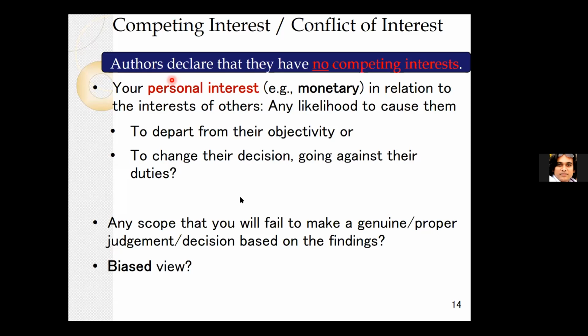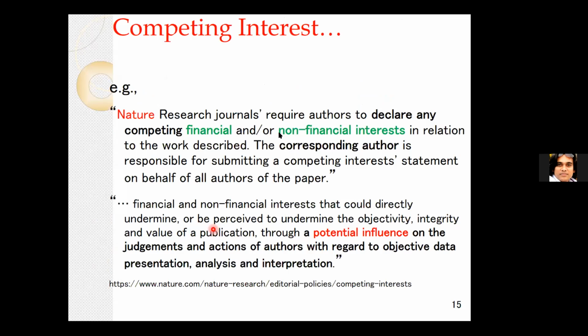So that is important. What Nature says on the Nature website is that Nature research journals require authors to declare any competing financial and/or non-financial interest in relation to the work described. The corresponding author is responsible, and so on. Another point is that there is a chance that money can put some kind of potential influence on the judgment. So these are the few things. I hope I could give you a little bit on this.